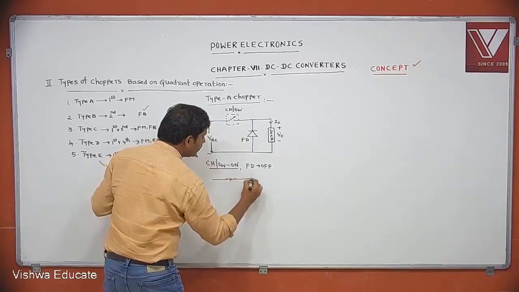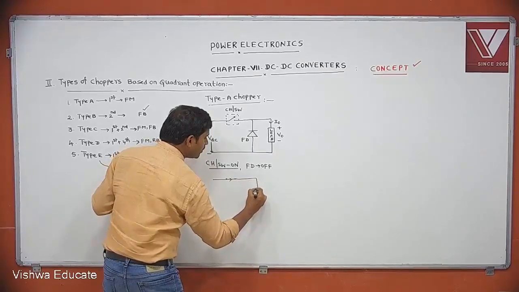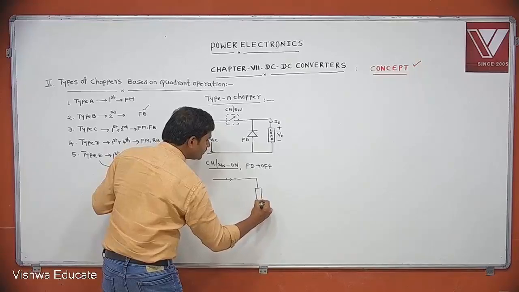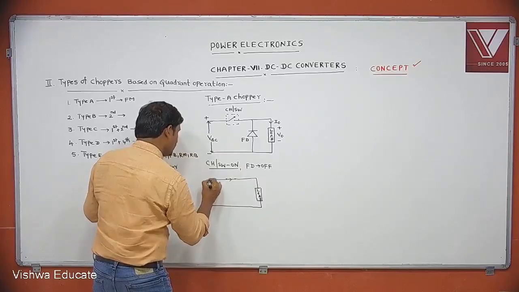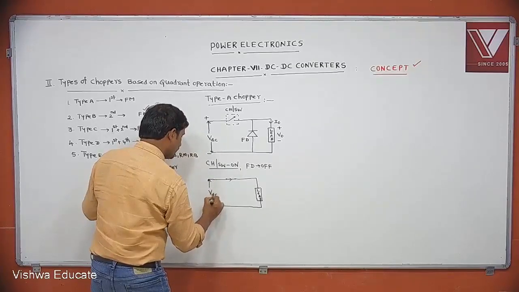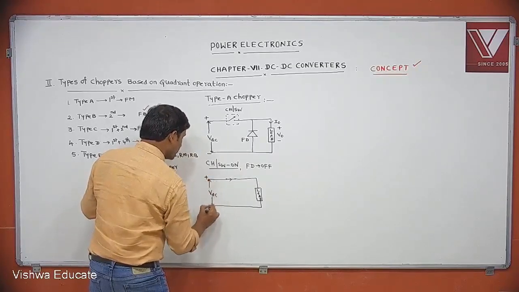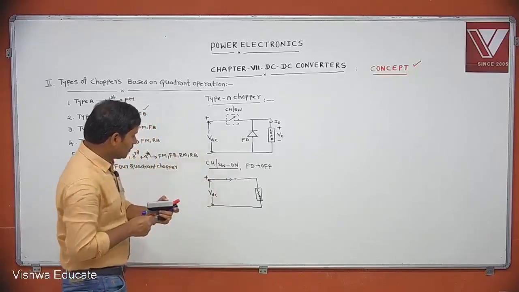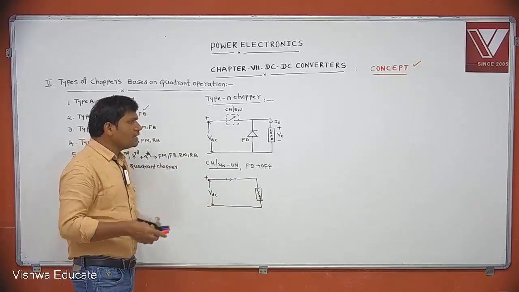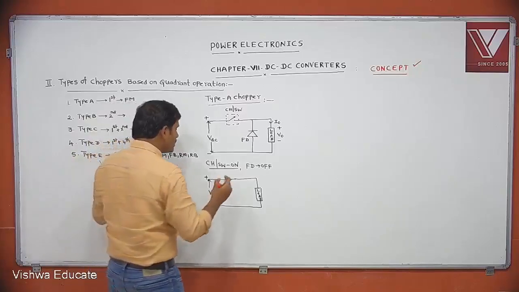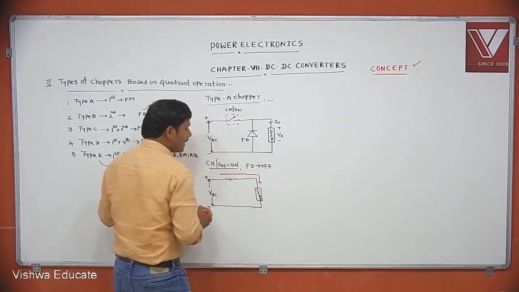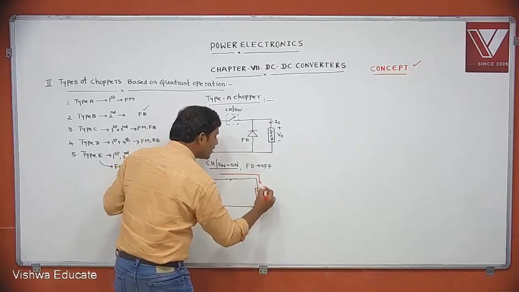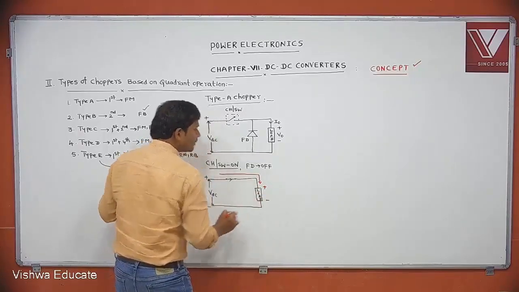This chopper is on, and this is the equivalent circuit, and this is the load. The polarity of source is VDC, plus minus. If the chopper is on, this is the equivalent circuit. Now this will supply the current like this. This is I naught direction. This positive is connected here, this negative is connected here.